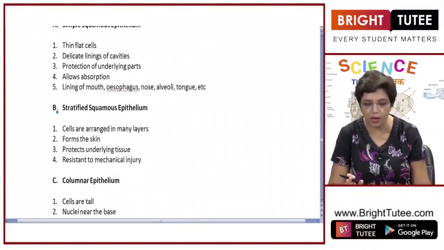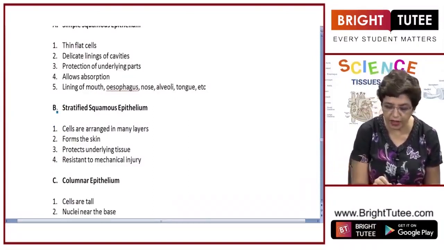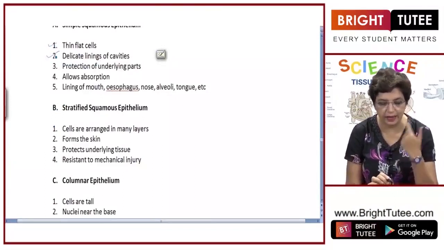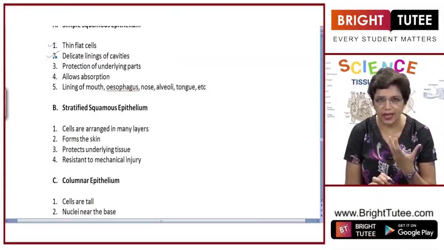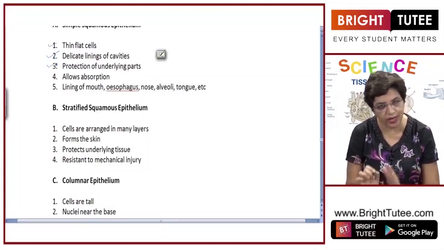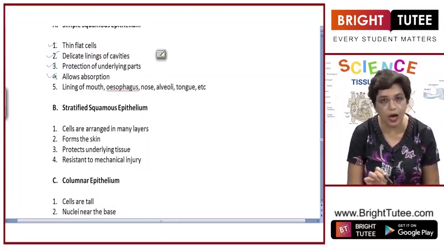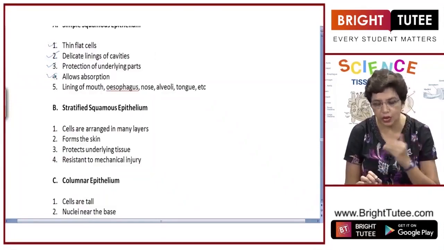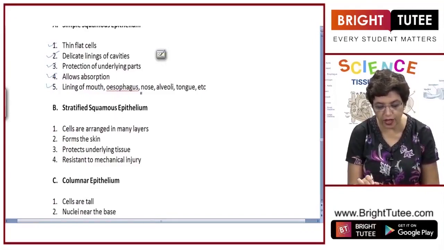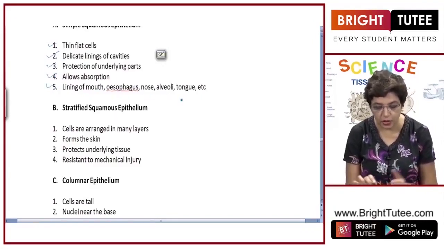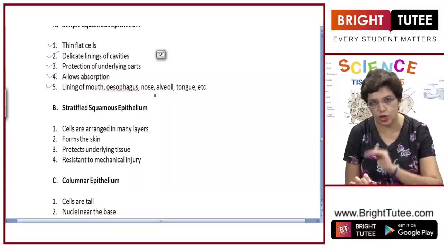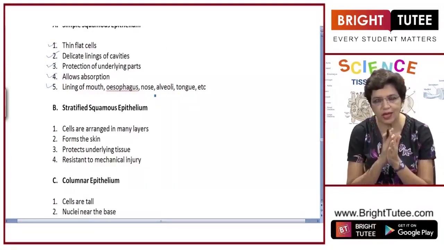First is the simple squamous epithelium. They are thin flat cells. They form the delicate lining of cavities like the mouth or the alveoli. They protect the underlying parts. They allow absorption. Since they are very thin, they allow absorption. They form the lining of the mouth, esophagus, nose, alveoli and tongue. So you can see in mouth also saliva is secreted, in alveoli exchange of gases takes place. So they form a thin layer.